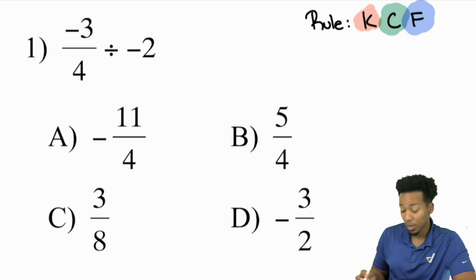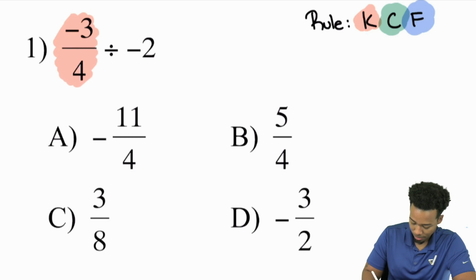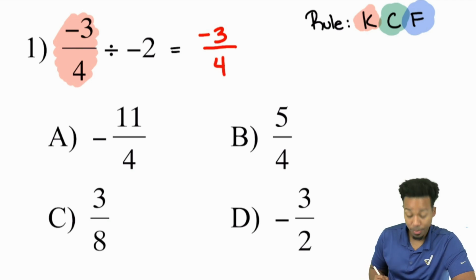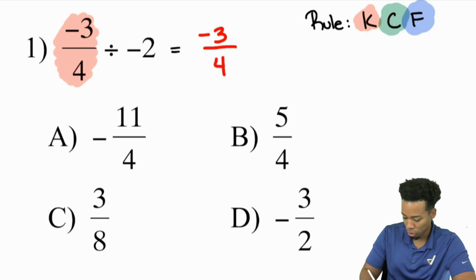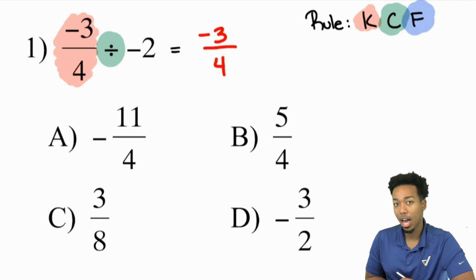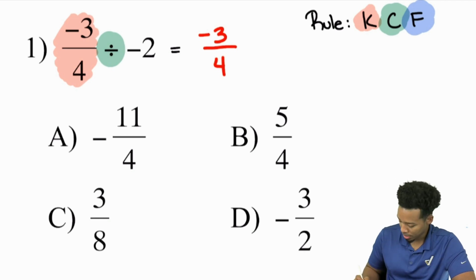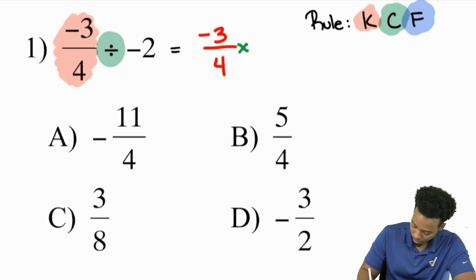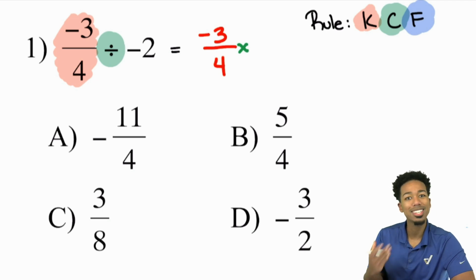You are going to keep the first fraction the same, okay? Keep the first fraction the same. So let me write that out over here. That'll be -3/4. Then we are going to change the operation from division to multiplication, so right over here. And then we are going to flip the second fraction.